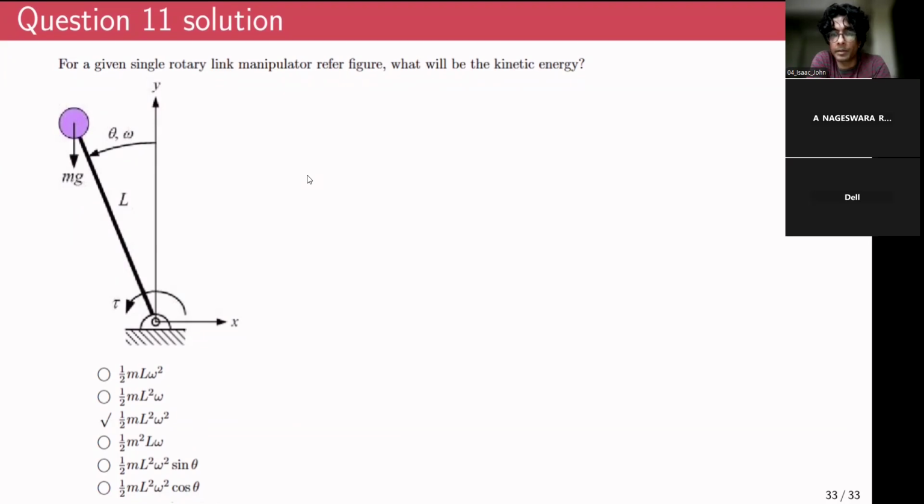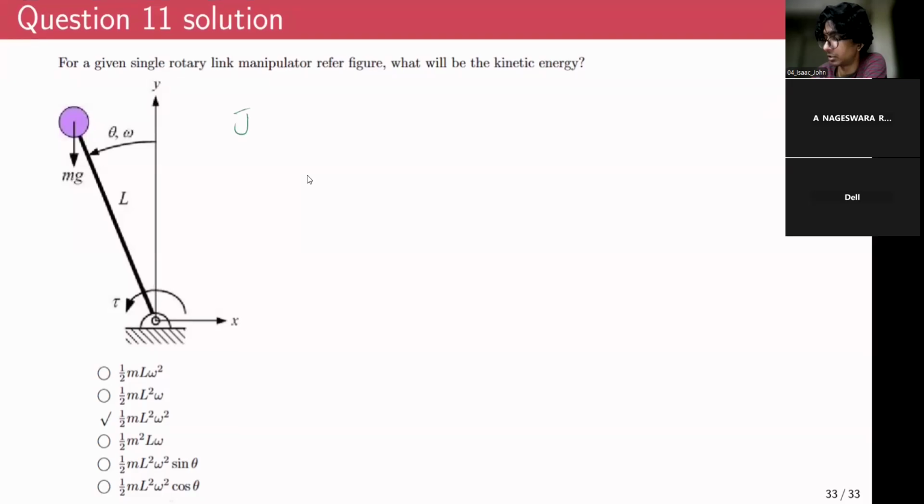What is the textbook we can follow for this? If you are interested in understanding the derivations, there is a textbook called Introduction to Robotics by John J. Craig, C-R-A-I-G. I believe the name of the textbook is Introduction to Robotics. Okay, JJ Craig. Yes.